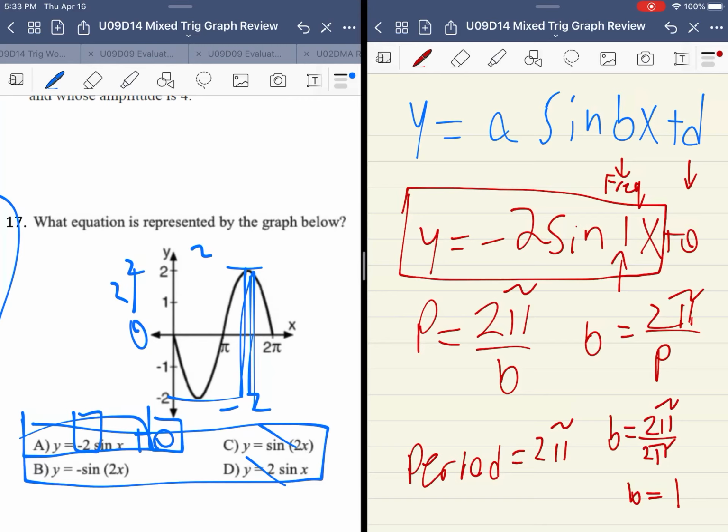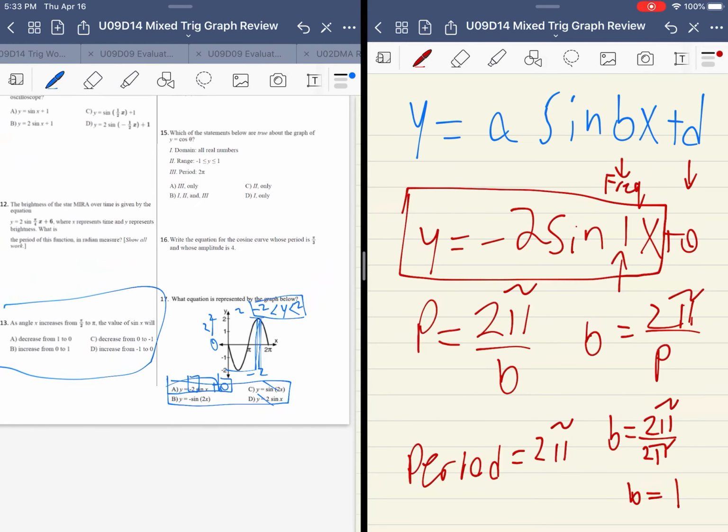All right? And I think that pretty much covers everything we needed to discuss here. Actually, also we were asked for the range in some questions. So the range is the minimum y value to the maximum y value. So we can see that it goes down to negative 2, and it goes up to 2. And otherwise, every question on this assignment is some variation of those things.